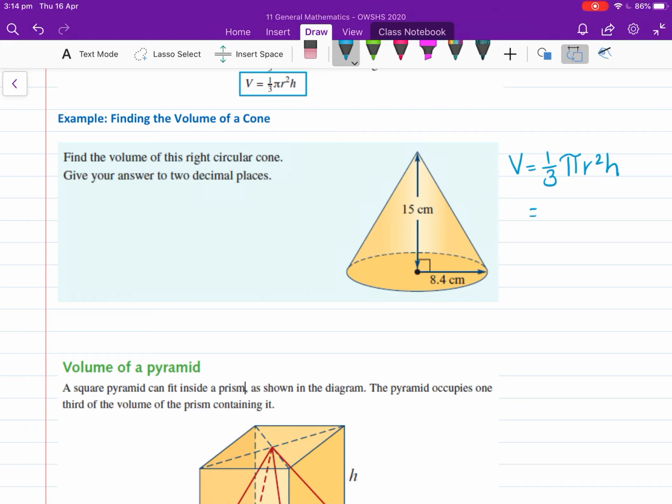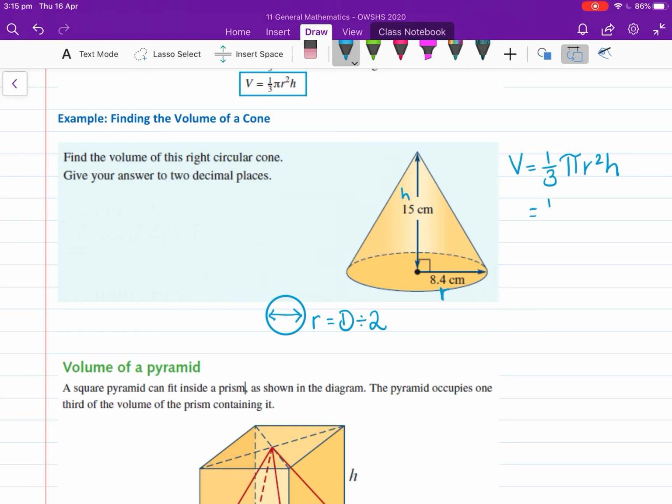So for this particular example, they've given us the radius. The radius in this case is 8.4 centimetres, and we know a radius is halfway across the circle from the centre to the outside. If we were given a diameter, which would be the whole way across the circle, passing through the centre, our radius in that case would have to be the diameter divided by 2. But for this example, we don't need to do anything, it's already there. We also need to know our height, and in this case, our height is 15.